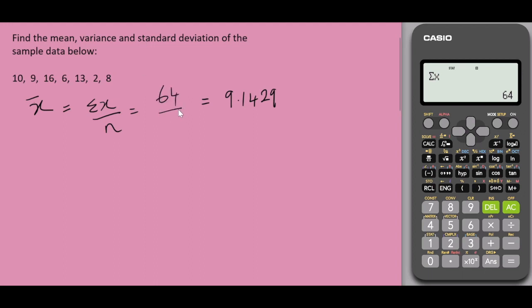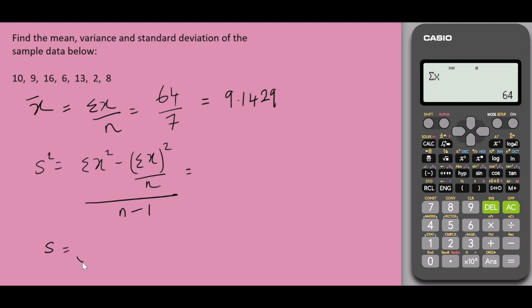Okay, so the sum of x could be found by selecting 2, which gives us 64, and n is 7. Okay, to find the sample variance of the data set, the formula is the summation of x squared minus summation of x whole thing square over n minus 1. To find the sample standard deviation, we simply take the square root of your variance.